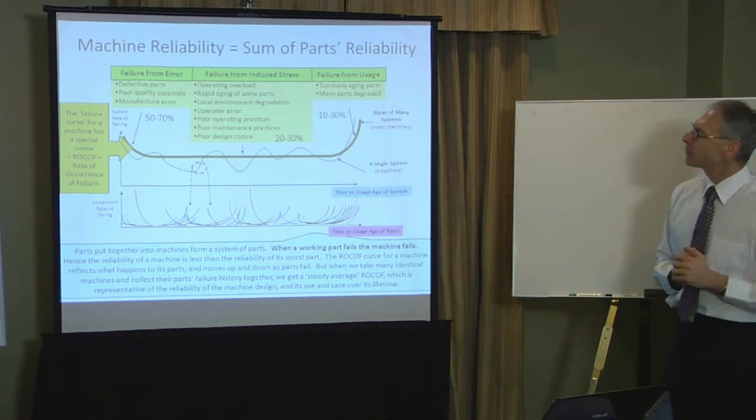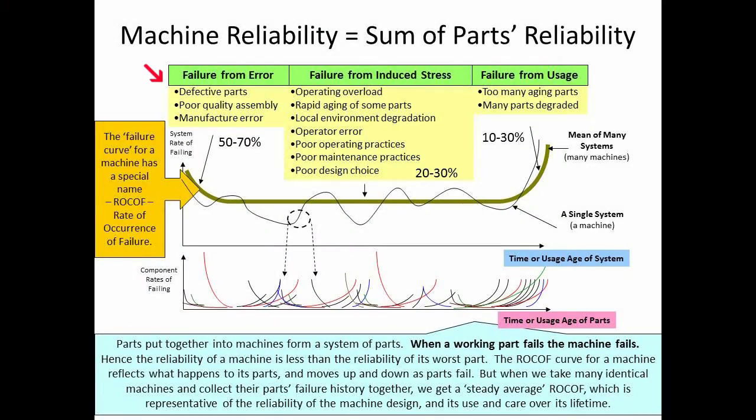We know why machines fail. Things like defective parts, poor assembly, manufacturing errors, operating overload, ageing of parts, parts that are ageing but not replaced, local environment degradation. This is an example of our lubricant. If our lubricant gets water in it, the local environment degrades. If it gets wear particles or dust and dirt, the oil is degraded. And of course, eventually things do age.